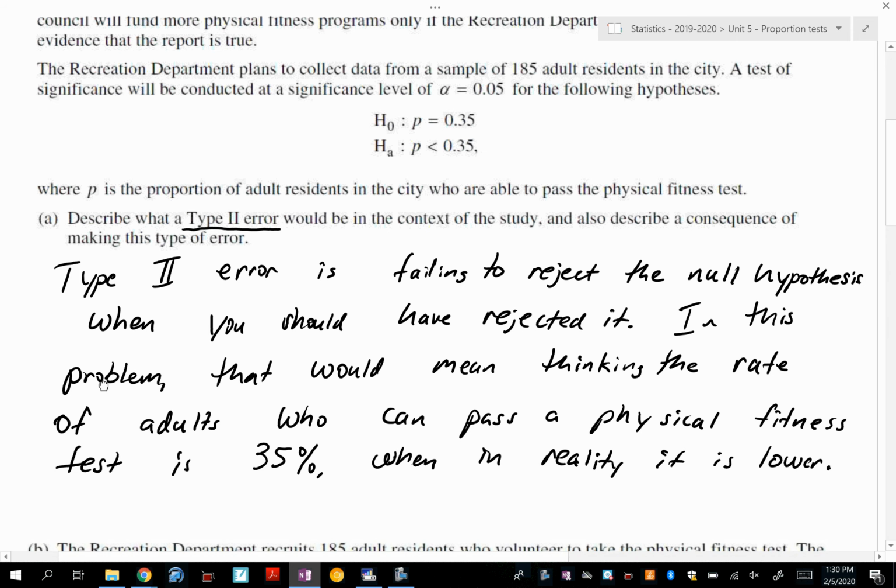All right? But we just told them, you know what? We still think it's 35%. But we're wrong. All right? We don't know that. That's the tough part here, guys, is we don't know that we're wrong. Okay? So we're going to go to the city council and show them our results that, you know what? It's still 35%. So they're not going to fund any programs.